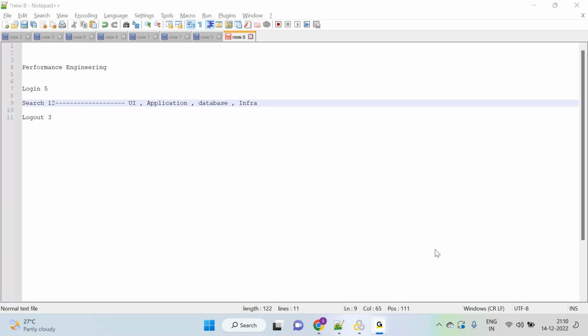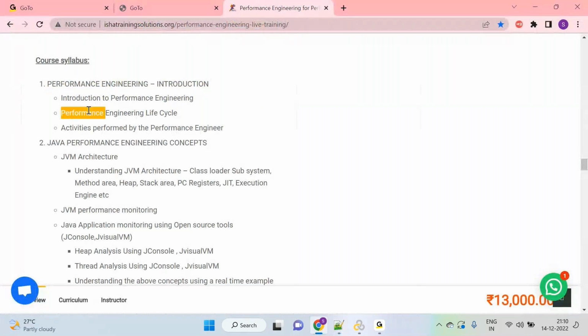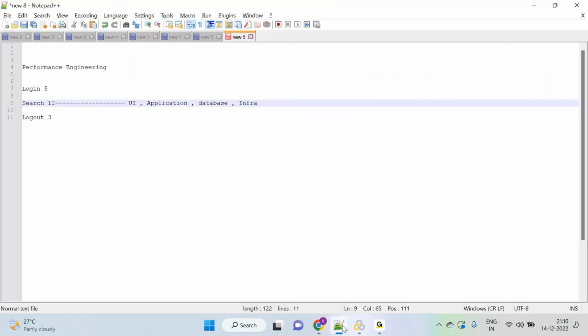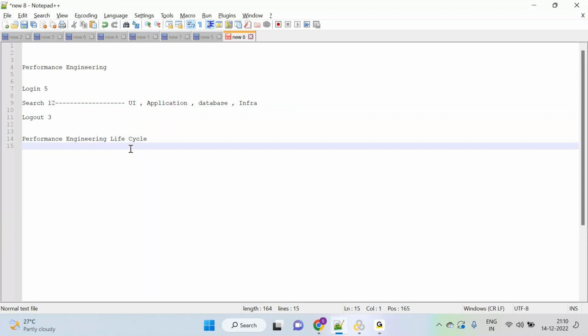Yeah, so what is our next topic? Next topic is actually the important one, performance engineering life cycle. So this is what I told you yesterday also.